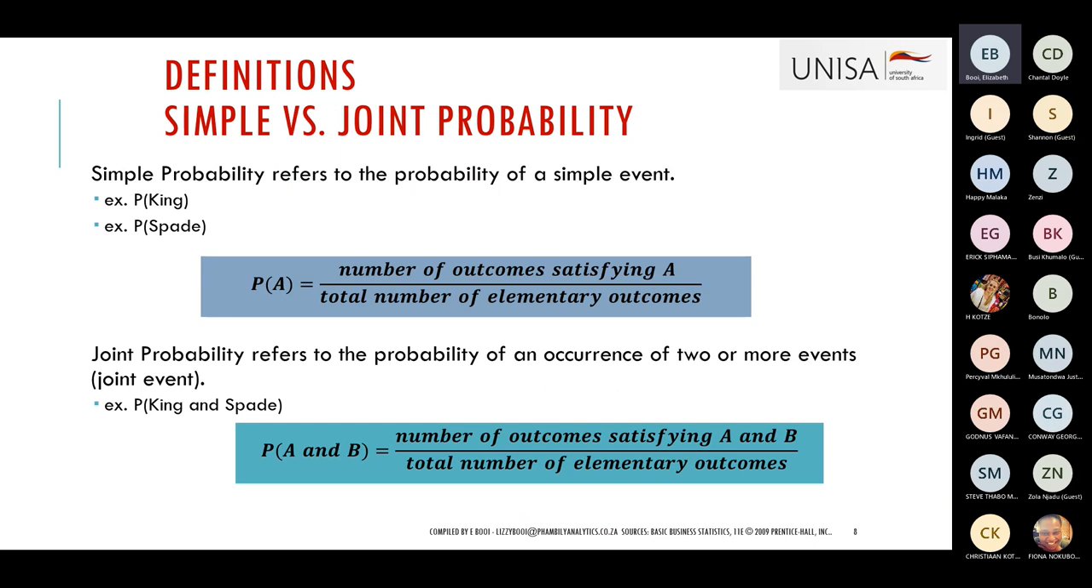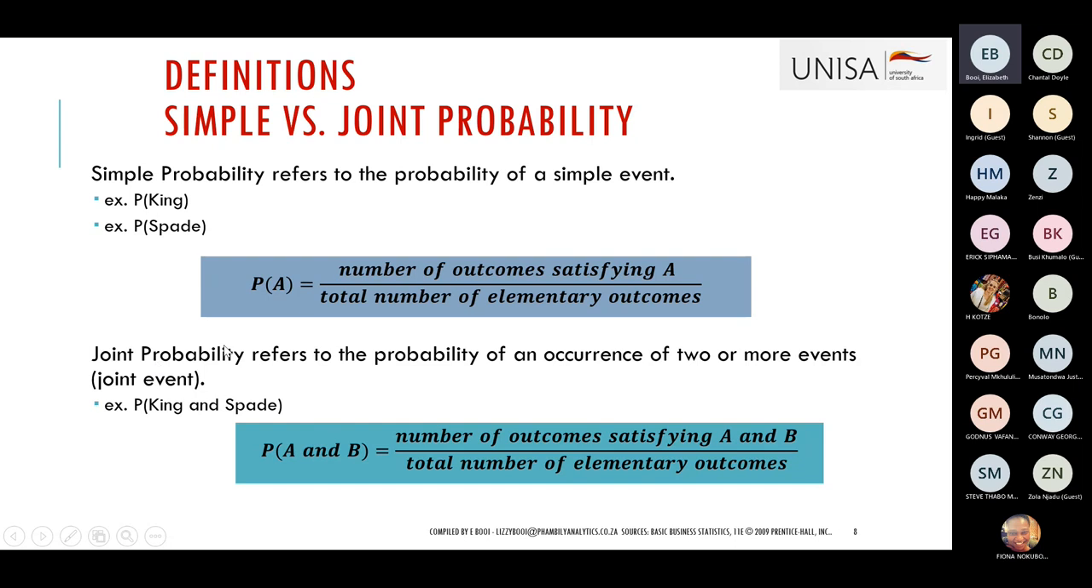Simple event and joint probabilities, we calculate them by using the outcome satisfying the event divided by the grand total for a simple event. So if I want to calculate a simple event like the probability of a king, I will use the outcomes satisfying a king divided by the sample space, which will be the total of the deck, which is 52. Because there are four kings in the deck, there will be 4 divided by 52.